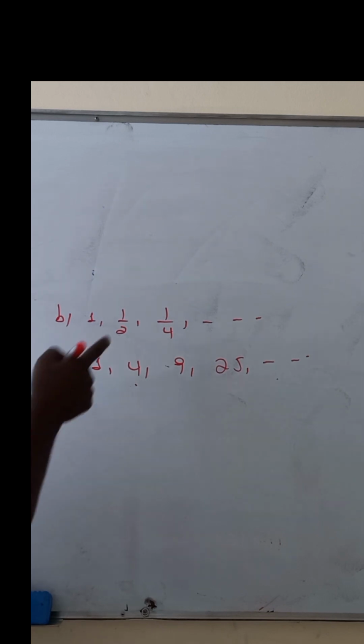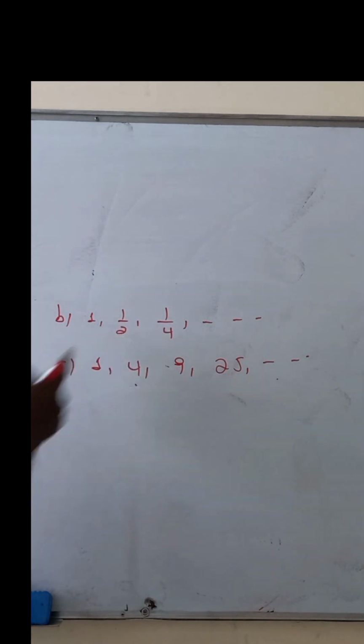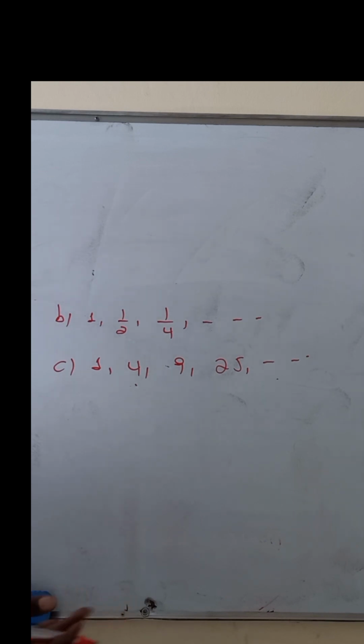It is not the same. 1 over 2 minus 1 and 1 over 4 minus 1 over 2 will not be the same. So it is not an arithmetic sequence. So let me check whether it is geometric or not.